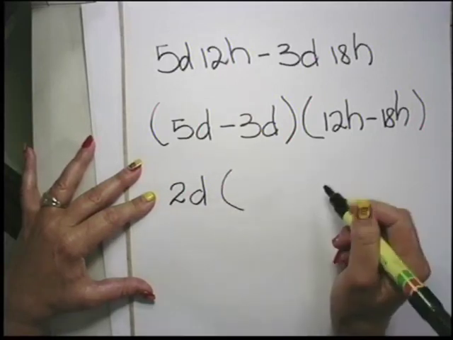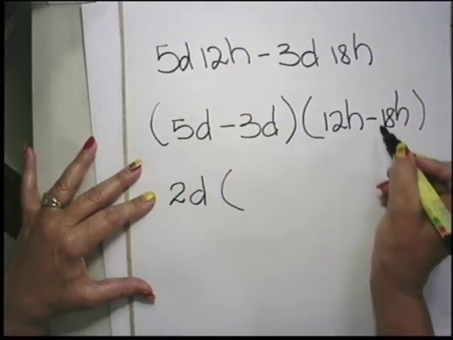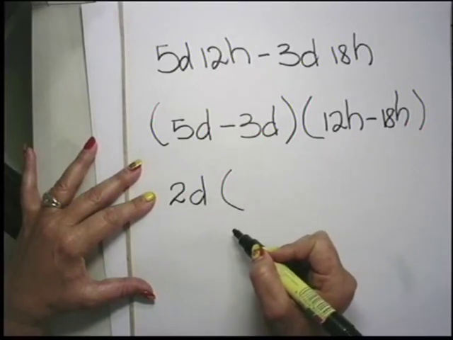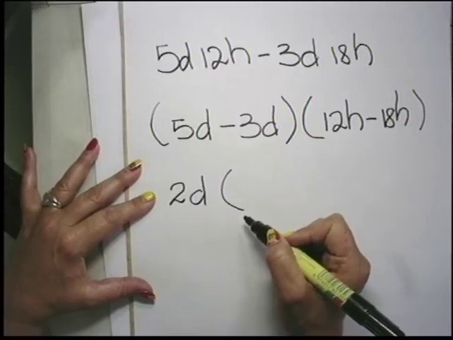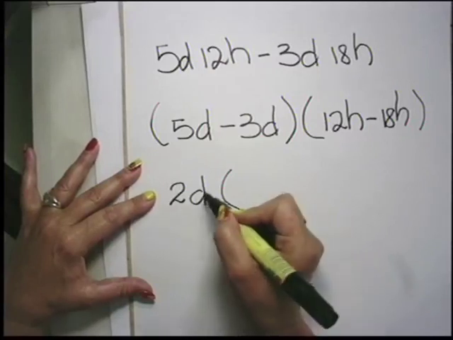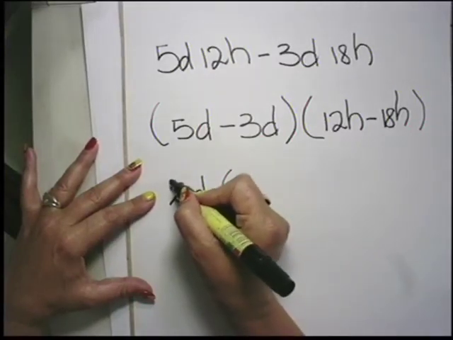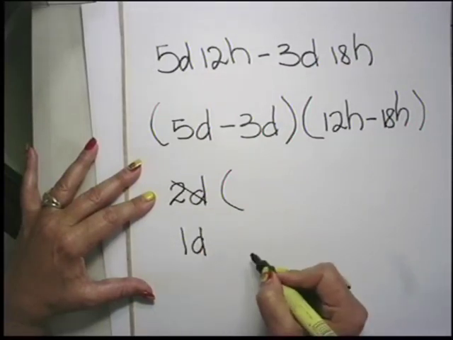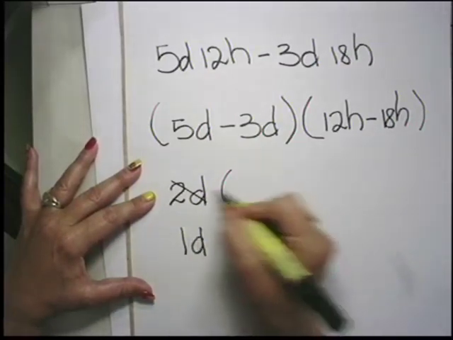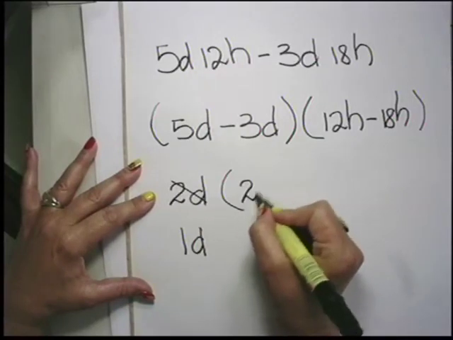What do I realize there? That 12 hours is less than 18 hours. So we know that we usually borrow when we do subtraction. So what do we borrow and where do we borrow from? We borrow from the 2 days. Now there's only 1 day left. The 1 day that I have borrowed means it's 24 hours.